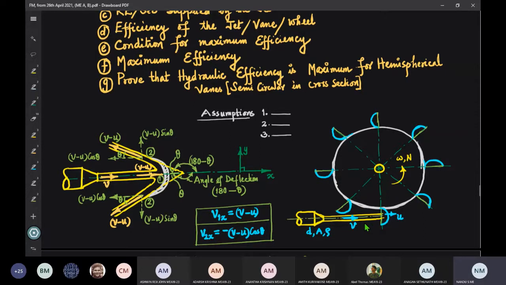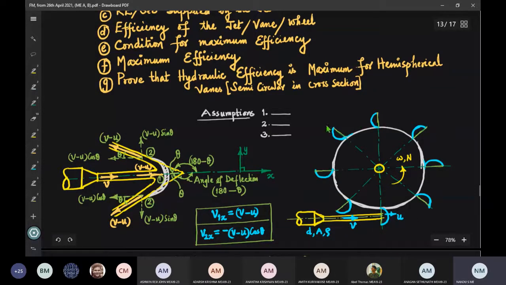And now we will consider the ultimate case when we have a series of symmetrical curved vanes fitted on the periphery of a wheel. And for the sake of simplicity, I have shown 8 such curved vanes on the periphery. It may be more. And if you take a single vane, the two-dimensional sketch is now here. So this shaded curve represents the symmetrical curved vane.